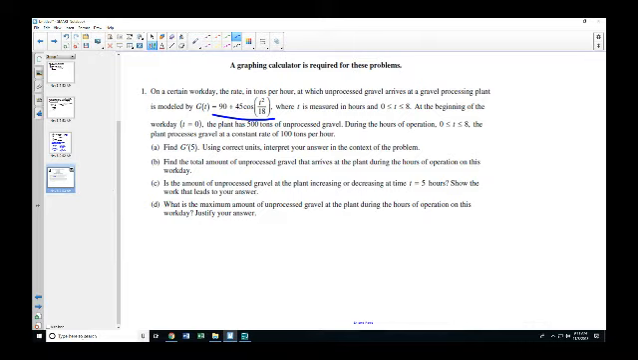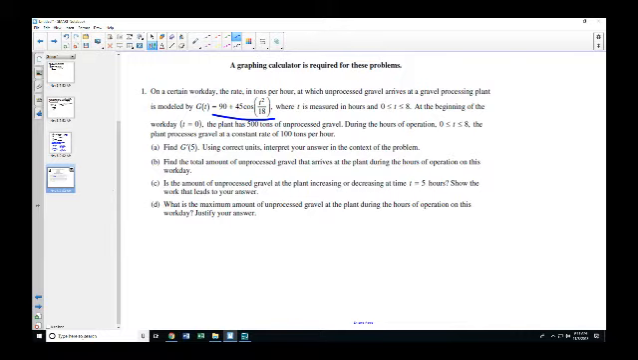Find G prime of 5 using the calculator. Okay, so 90 plus 45 cosine t squared, or 18. Yes. Okay. All right, you good? Yes.